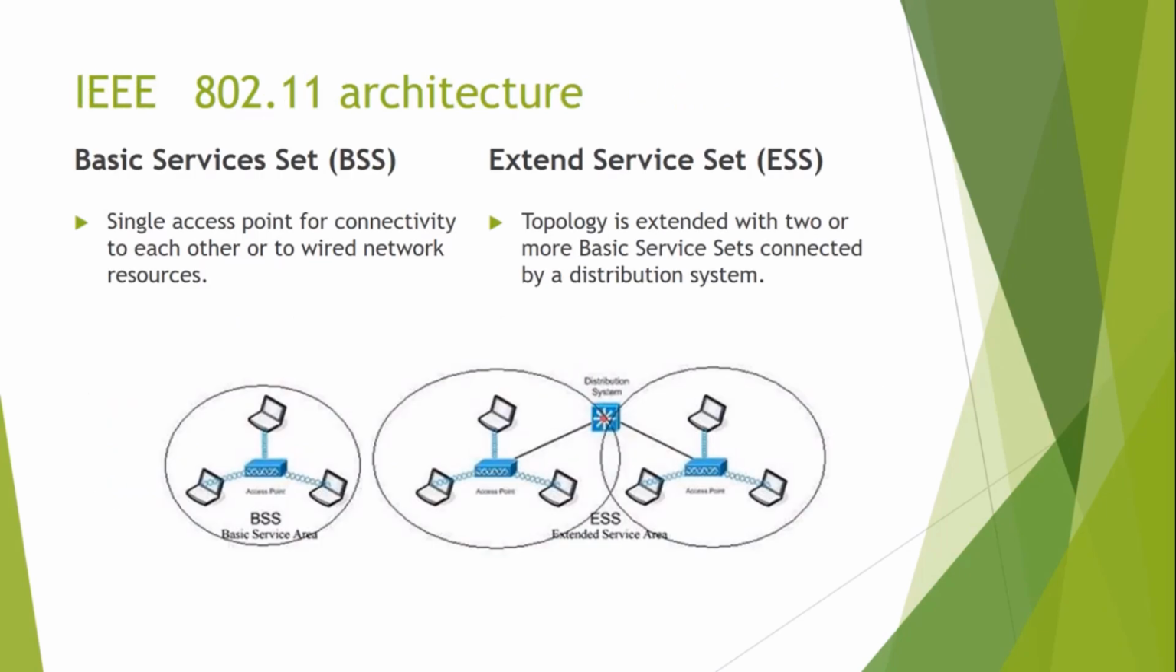Next, I'm going to talk about the IEEE 802.11 architecture. It has been divided into two parts, the basic service set, BSS, and the extended service set, ESS. The basic service set is like a single access point connectivity. It can connect to wired network resources. Next one is the extended service set. It is a topology extended with two or more basic service sets created by a distribution system.